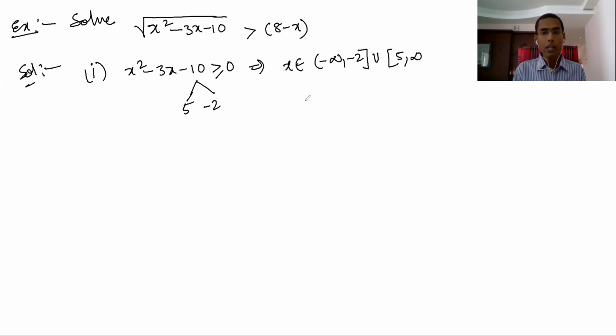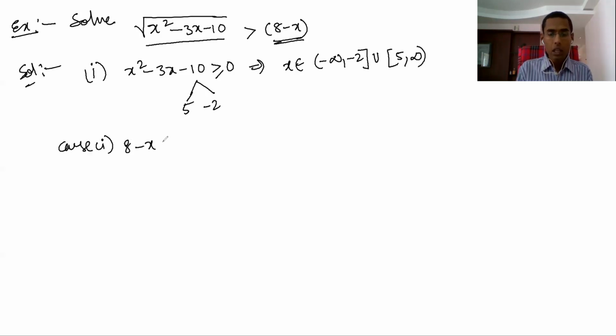Whatever solution you find should be in this, because this is no problem here. Domain for this function is all real numbers. We need not worry about that. So this is the first point. Now next, here this side is positive and you don't know whether this is positive or negative. So therefore I will take case 1. Case 1 is what? 8 minus x, I would take greater than or equal to 0.